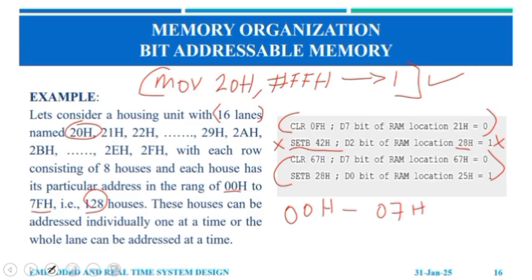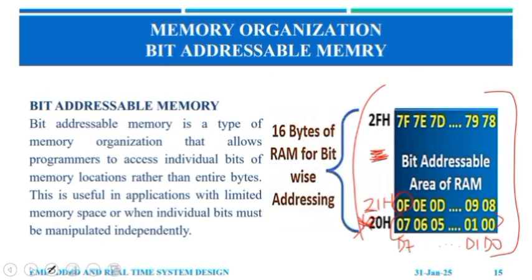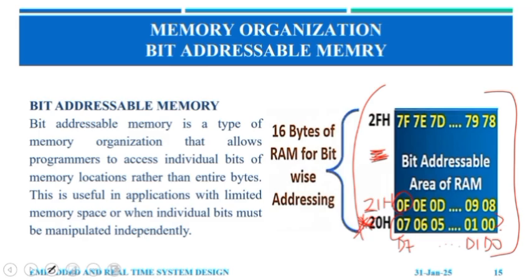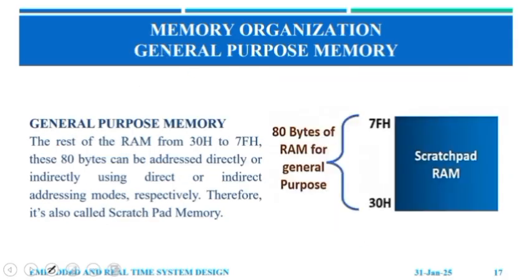This FFH means giving a logic 1 all through. So what it means is that 20H, this is memory location 20H, all of the bits in this memory location 20H are given the logic 1. That is what this instruction is telling us to do: give all the bits in memory location 20H as 1. That is how the bitwise memory or bitwise addressing operates.